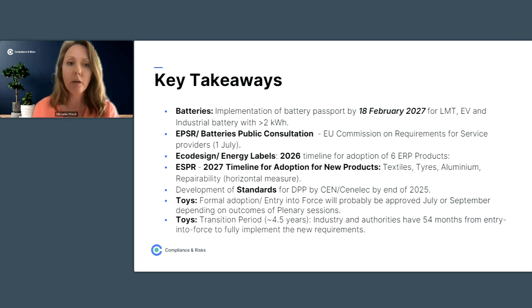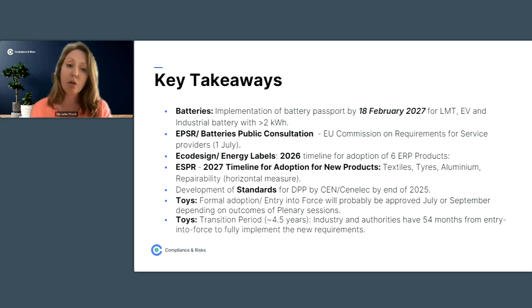And finally, the key takeaways, just some of the compliance deadlines to watch for batteries. As Dila mentioned, on the 18th of February 2027, we're going to see the implementation of the battery passport. For ESPR, we have the consultation for service providers. You can come until the 1st of July. The timeline for adoption of eco-design energy labels starts in 2026. The timeline for adoption of new products under ESPR will start in 2027. And also there's the development of the standards by CEN and CENELEC.